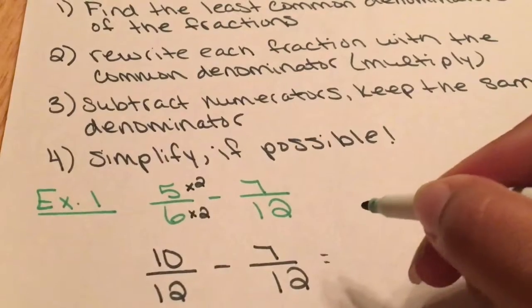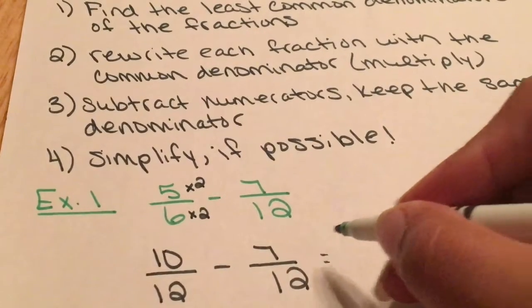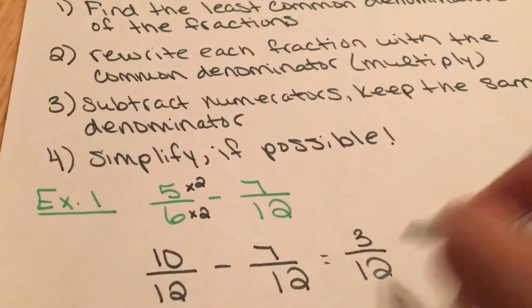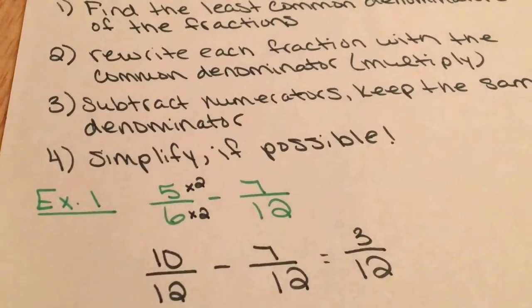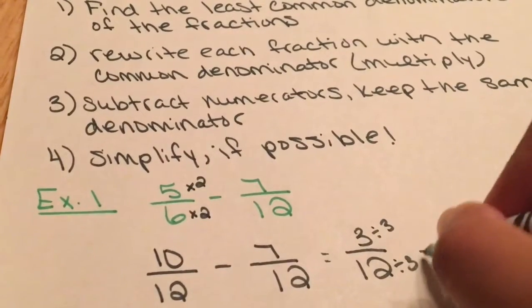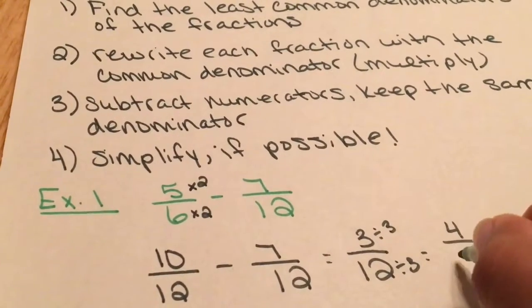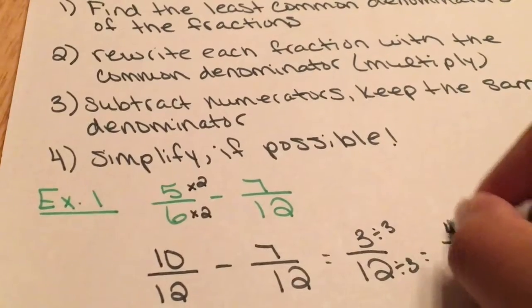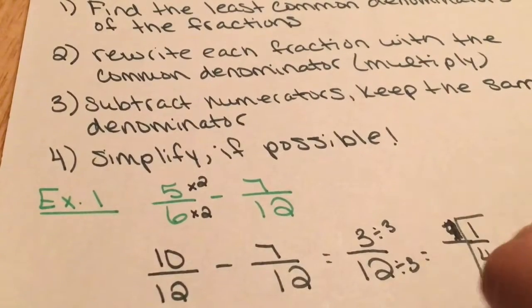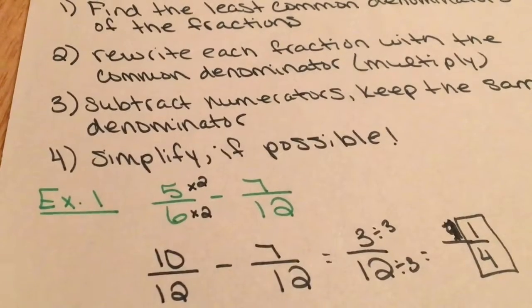And now that we have common denominators, we're just going to go ahead and subtract those numerators. 10 minus 7 is 3. Keeping that denominator is 12. And again, our last step is to always simplify, so I can divide both our numerator and denominator by 3. So I'm going to get 1. Let me scratch that out. 1/4 as our simplified fraction.